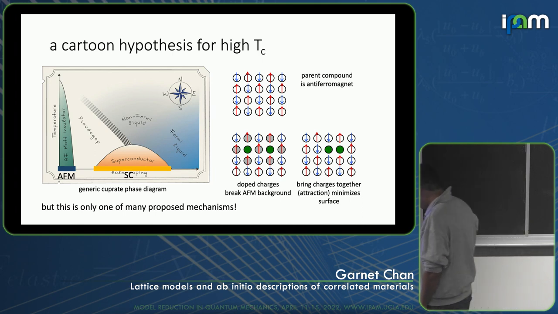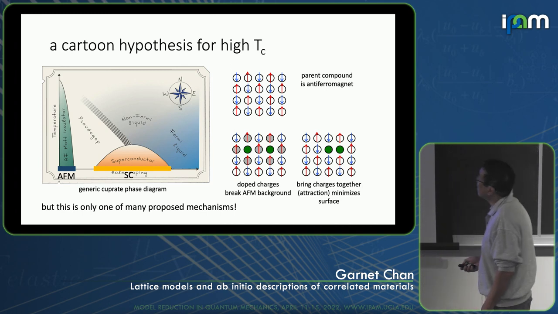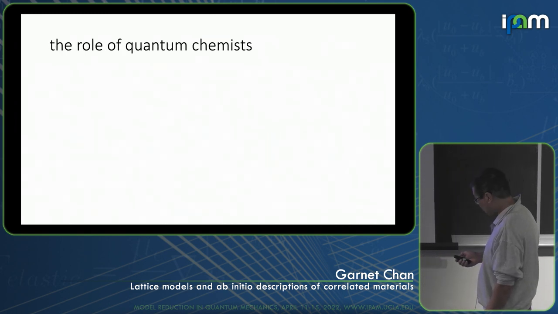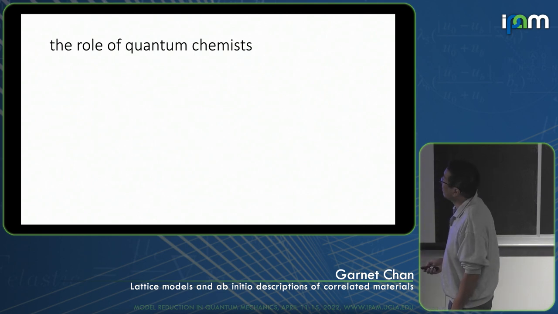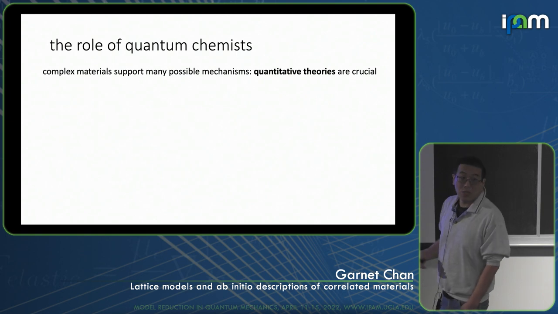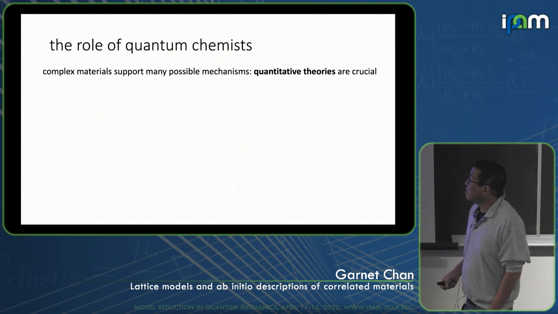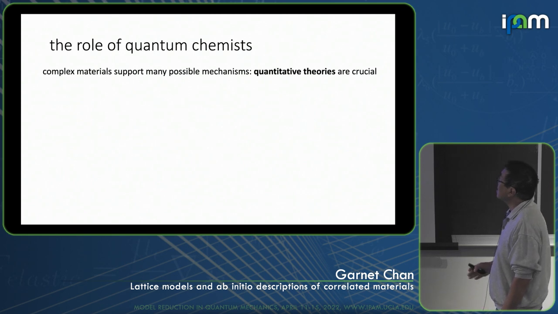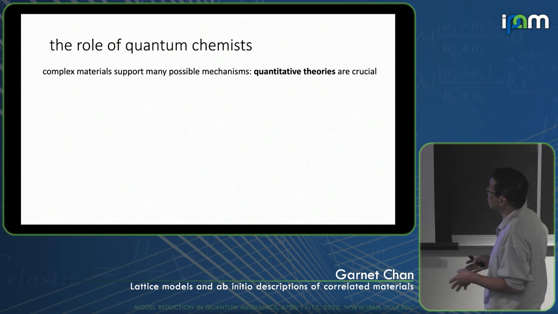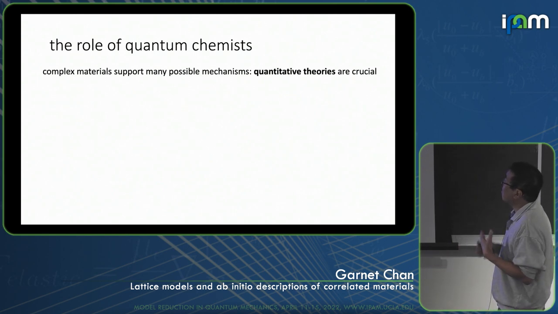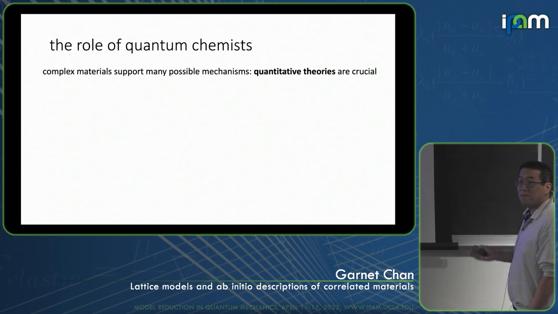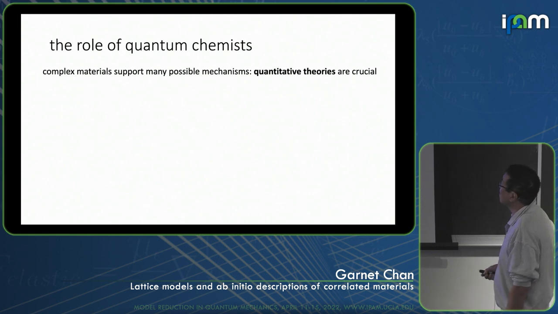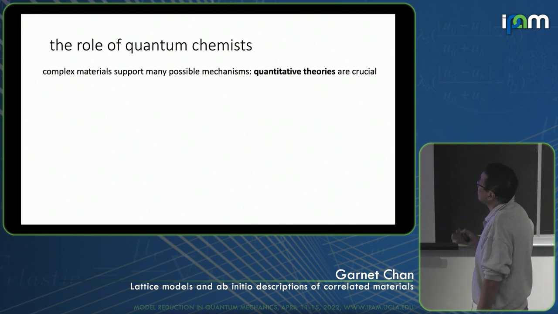My training is in quantum chemistry, and this is kind of where I think quantum chemistry comes into this picture, because it's a general feature of all complex phenomena that there are many mechanisms to generate the physics. And this means that trying to understand the problem not just at the cartoon level, or in very simple analytic models, is important. Very detailed quantitative and numerical theories are crucial, and quantitative many-body calculations of chemicals and materials are what quantum chemists generally do.